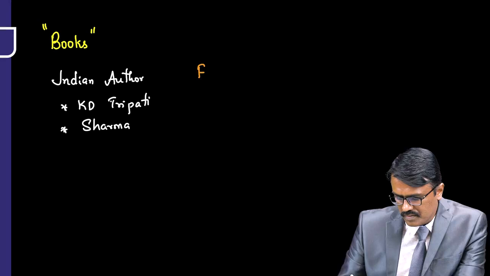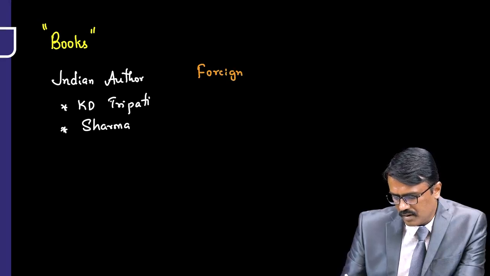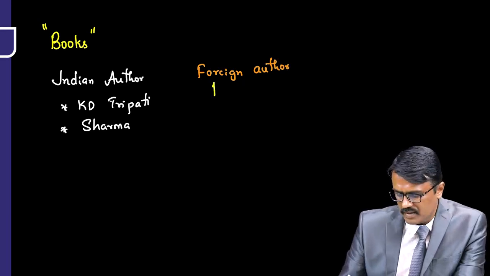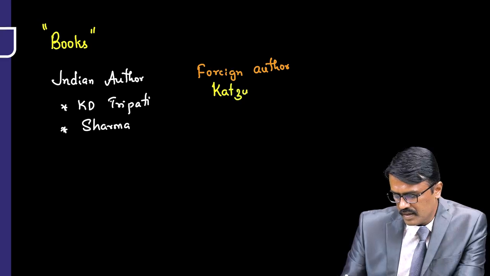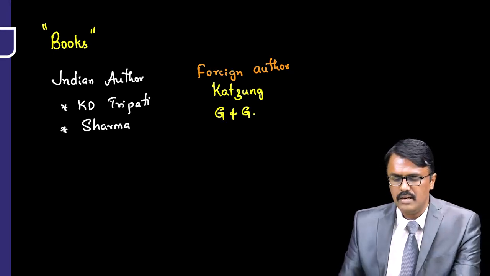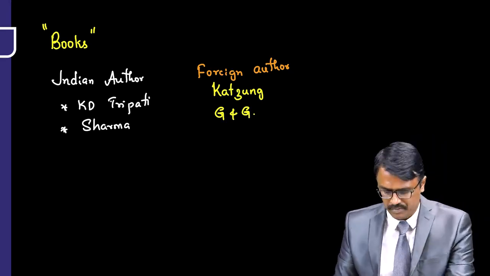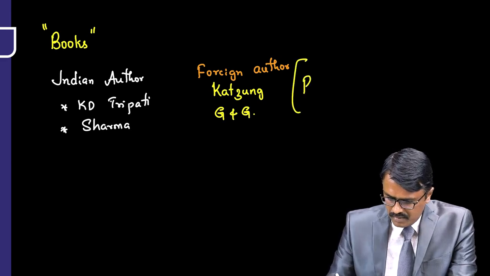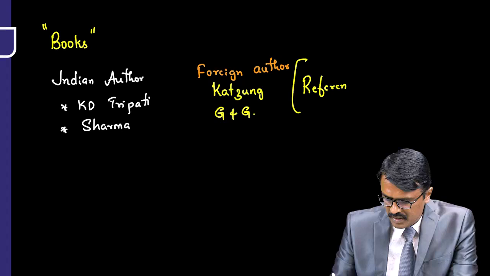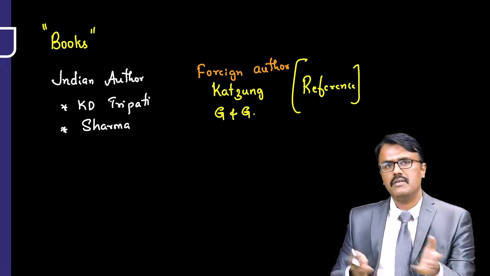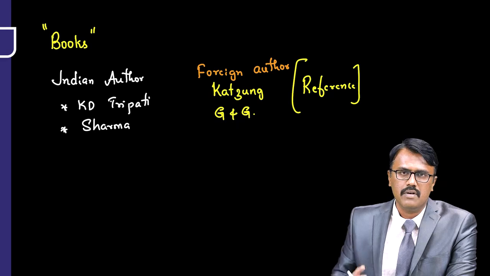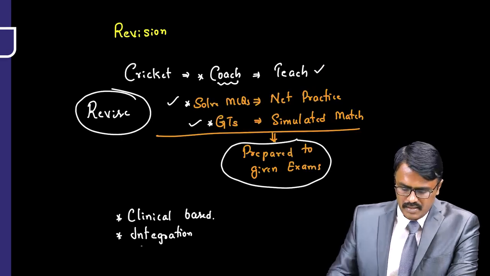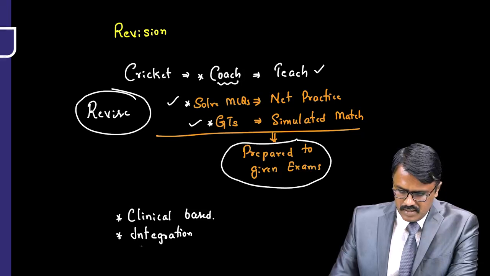Foreign author books, what we have is Katzung and a book called Goodman and Gilman. So these are the standard foreign author textbooks which you can refer. These are for reference purposes. And we have taken the information for all these videos from these standard textbooks only. So don't worry, the content is up to date. So this is how you have to start your journey of pharmacology.